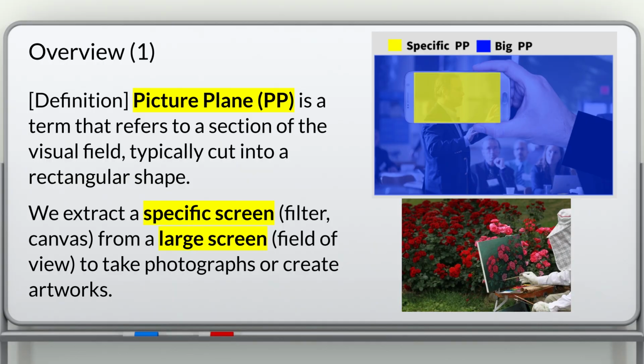Picture plane is a term that refers to a section of the visual field, typically cut into a rectangular shape. We extract a specific screen from a large screen to take photographs or create artworks.